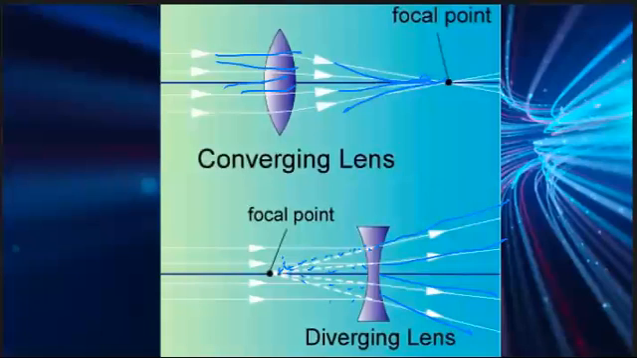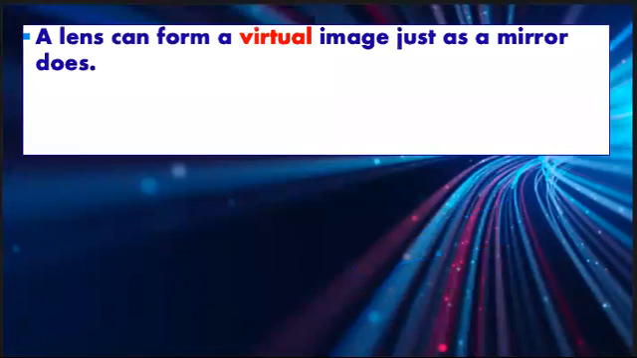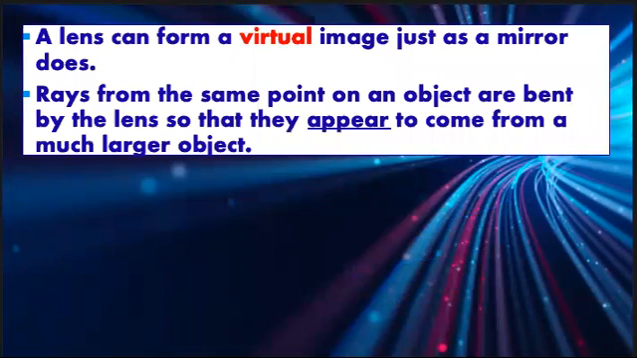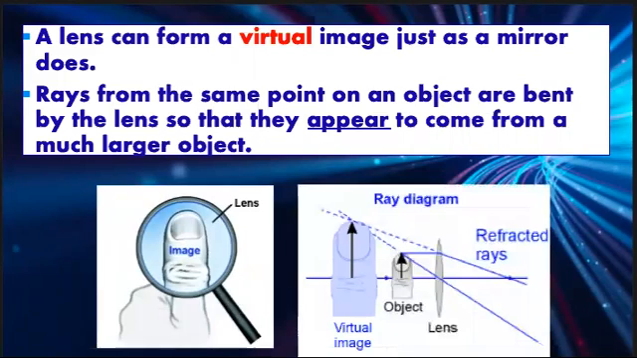Now, let me clear that first. A lens can form a virtual image just as a mirror does. Rays from the same point on an object are bent by the lens so that they appear to come from a point much larger than the object, just like the magnifying lens. So how is the image formed here? You have the refracted rays and they form a virtual image.